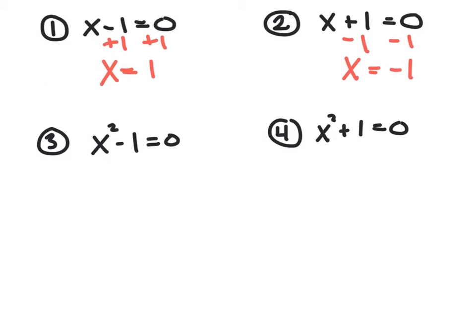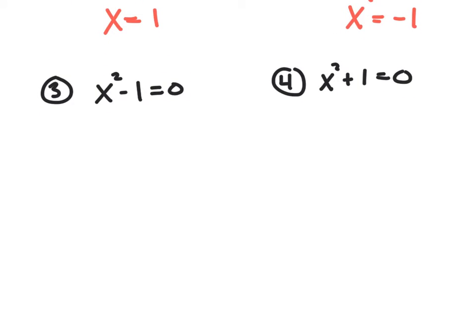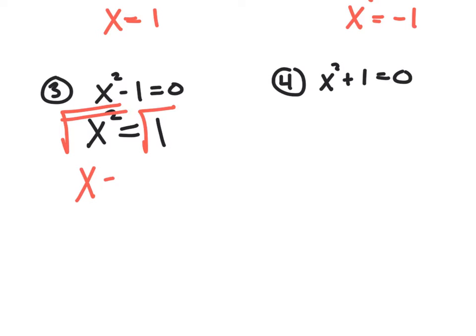Number 3, I think you can solve this one 2 ways. The first way, I'm going to just subtract or add that 1 over and say x squared equals 1. What could I do to both sides to get rid of this square here? You've probably said it, we've talked about it recently. We're going to take the square root of both sides. That'll eliminate it, but don't forget you're going to get plus and minus 1. Plus and minus 1.